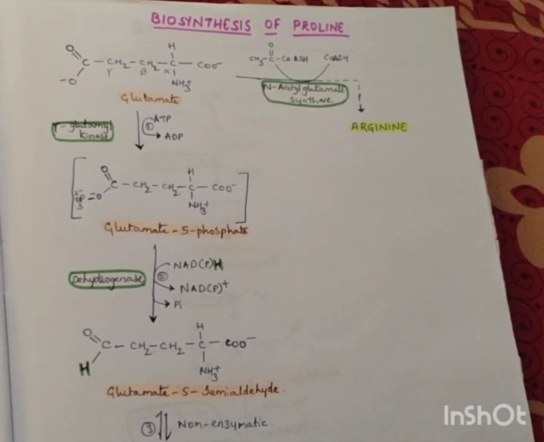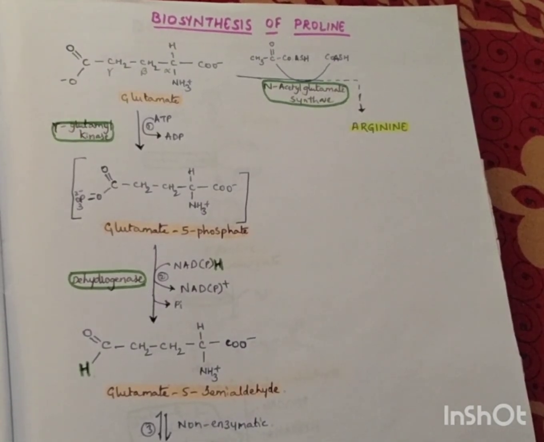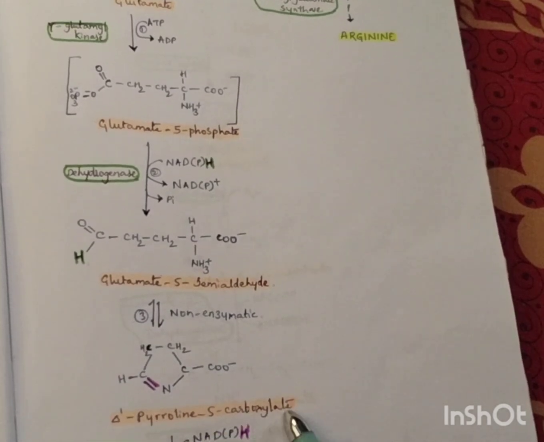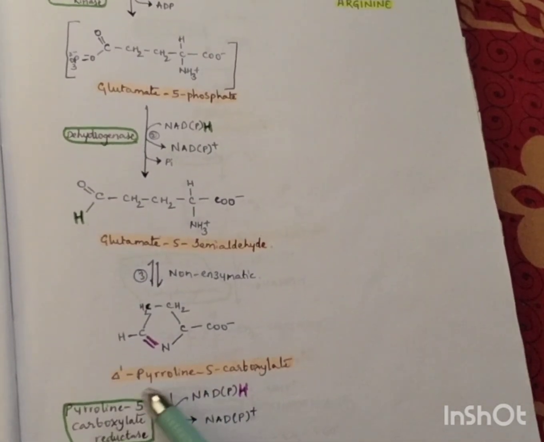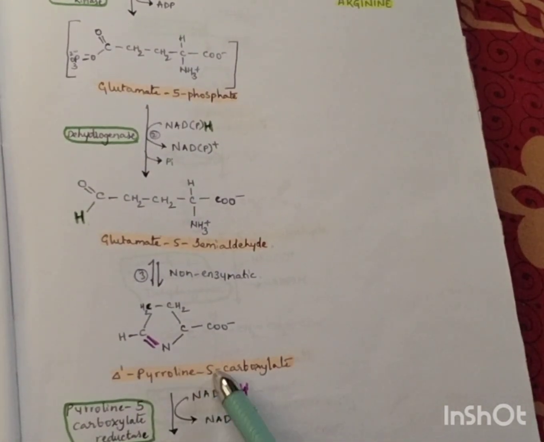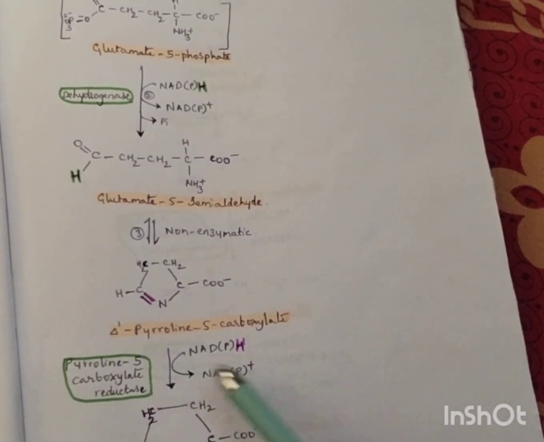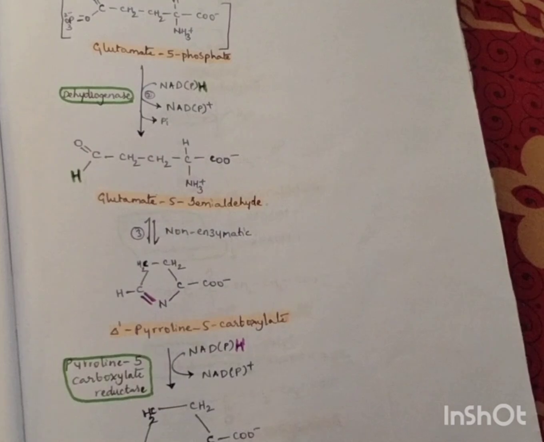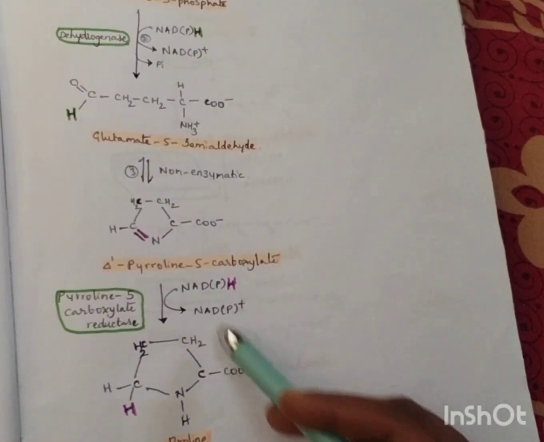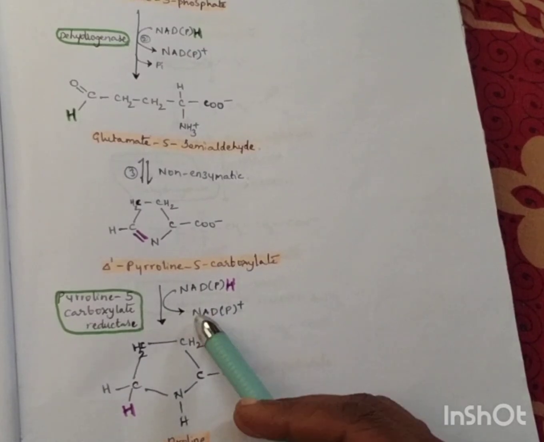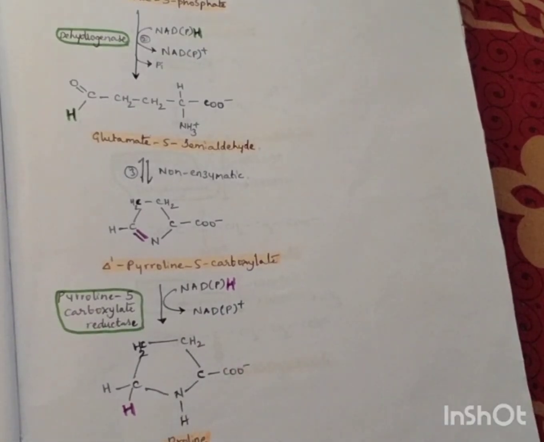Glutamate 5-semialdehyde cyclizes with the formation of a Schiff base. This cyclic compound is called delta-1-pyrroline 5-carboxylate. Delta-1-pyrroline 5-carboxylate, in the presence of pyrroline 5-carboxylate reductase, is reduced to proline. Here NADH gets oxidized to NAD+.